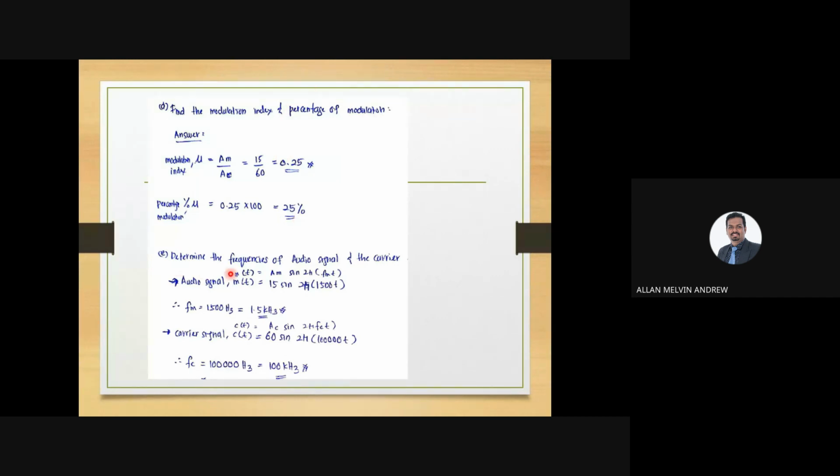E, determine the frequencies of the audio signal and carrier signal. For the audio signal, we have the formula m(t) equals 15 sine 2 pi 1500 t. You just need to find the value of fm. By direct comparison, fm is 1500 hertz, or 1.5 kilohertz. For the carrier signal, you just compare directly. fc is 100,000 hertz, which equals 100 kilohertz. Always give the answer in kilohertz, it will be better.